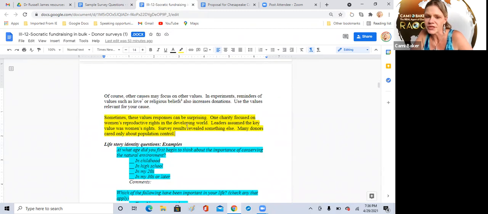I thought this was really interesting, talking about these values, the things that we can learn from these surveys. Sometimes these value responses can be surprising. One charity focused on women's reproductive rights in the developing world. Leaders assumed the key value was women's rights. Survey results revealed something else. Many donors only cared about population control. I just find that to be a shocking result that you would hear about something like that.